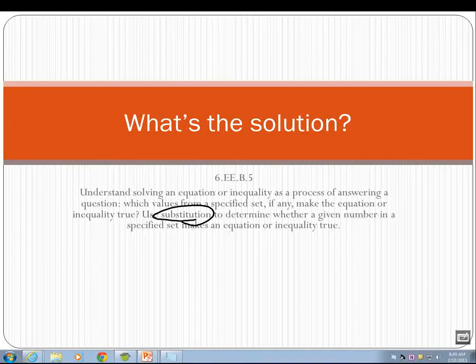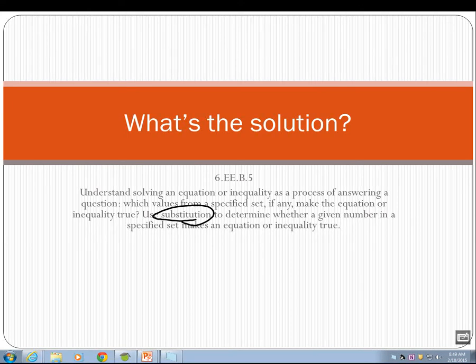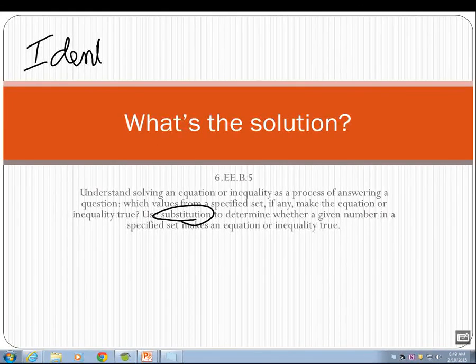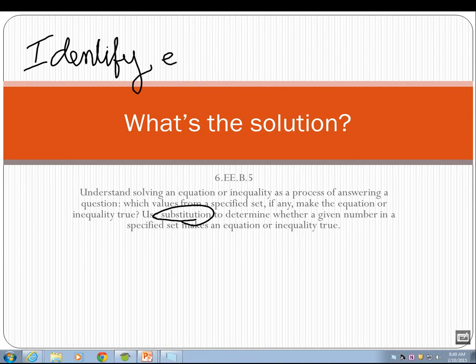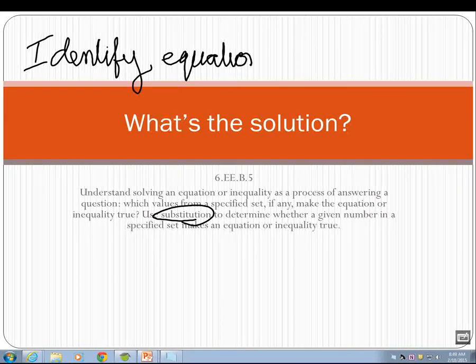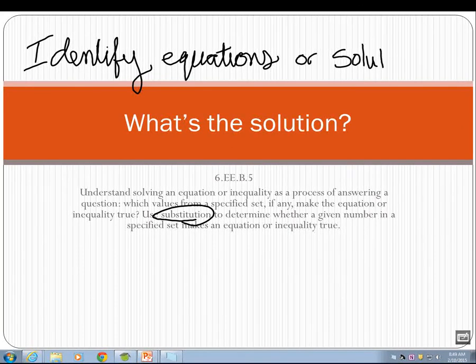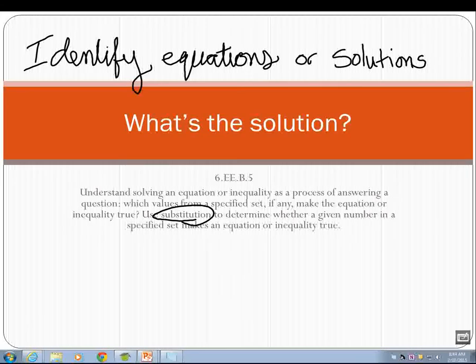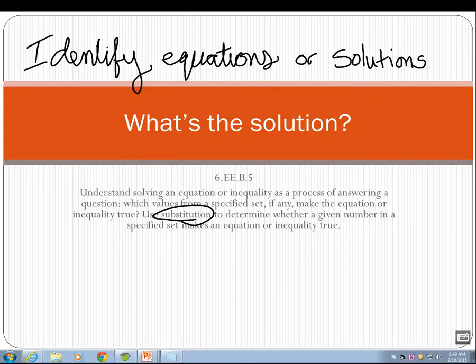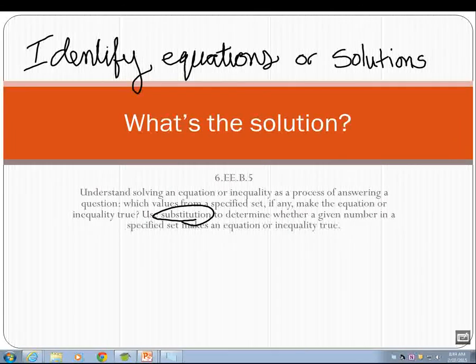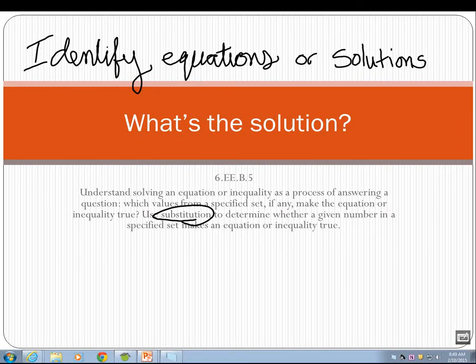So to paraphrase that, you'll be able to identify equations or solutions. What I mean by that is you're going to be able to tell if something actually is an equation or not. Is it equal to something? Is it not equal to something? That'd be an inequality. You've seen greater than, less than, or equal to, right? Those are inequalities. Less than means inequality, because if it's less than, it can't be equal.